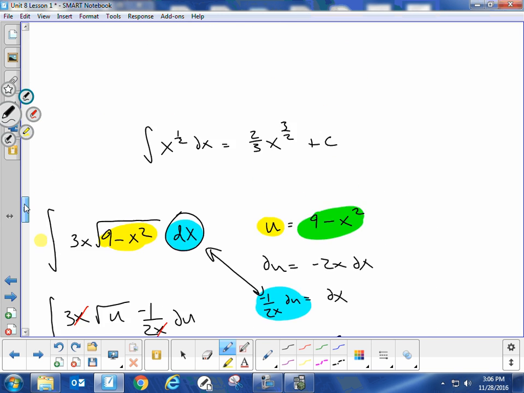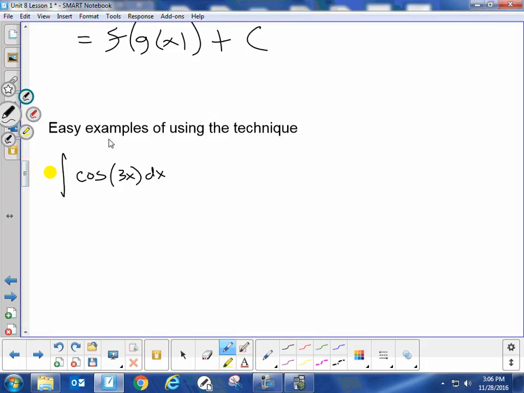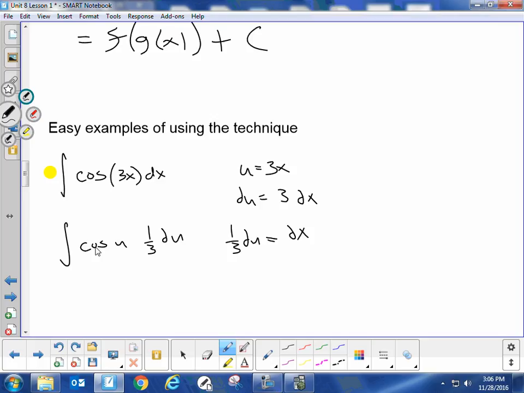Now, the same technique could be done for that previous example, the cosine of 3x. I'll just show you really quickly. We have a composition. I can set u equal to the inside of that composition. The derivative would be 3 dx. dx is equal to 1/3 du. I can sub in, I'll have cosine of u times 1/3 du. Well, I can take the antiderivative of cosine u, that'd be sine u times 1/3 plus c. Well, that's the same as 1/3 sine 3x.